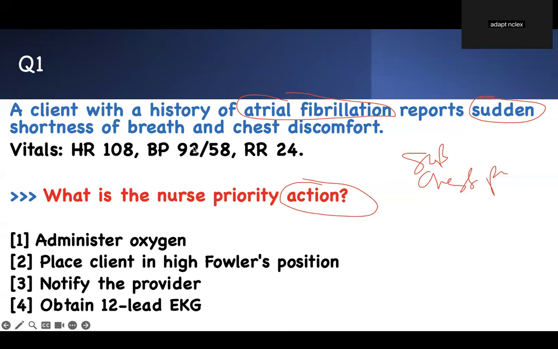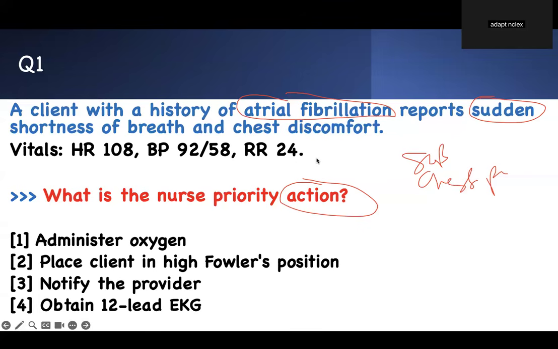Do I call the doctor and don't do anything, or obtain a 12-lead EKG? The time it's going to take to obtain an EKG, the patient is already dead. Afib, sudden onset of pulmonary change, and what? And then discomfort. This is not a lung problem. And there's a clue. I did not give you the patient's saturation. Why would I not give it to you? Because I'm trying to tell you, you can use common sense. There's no saturation here. That means oxygen is not going to provide anything to the patient.